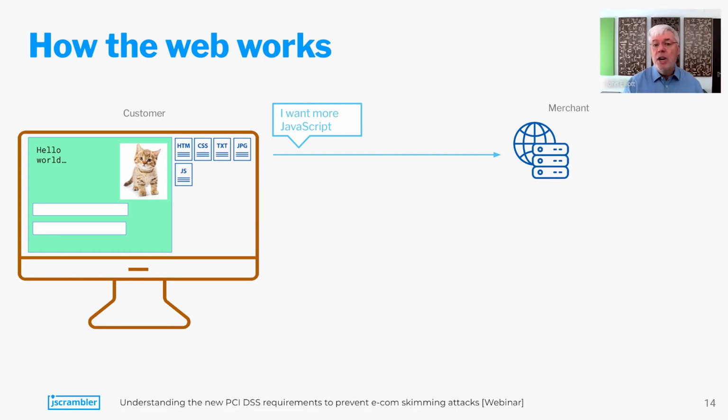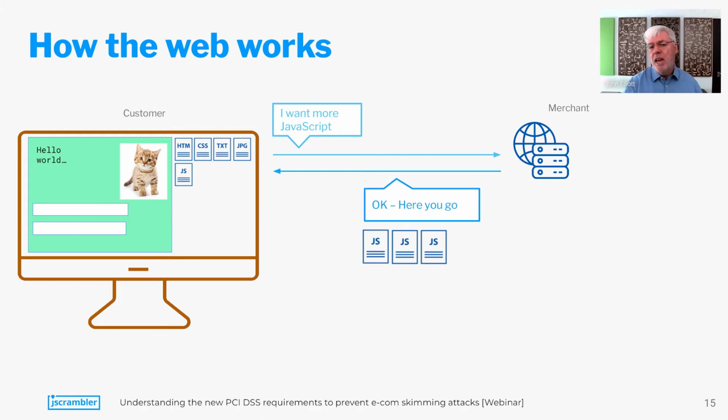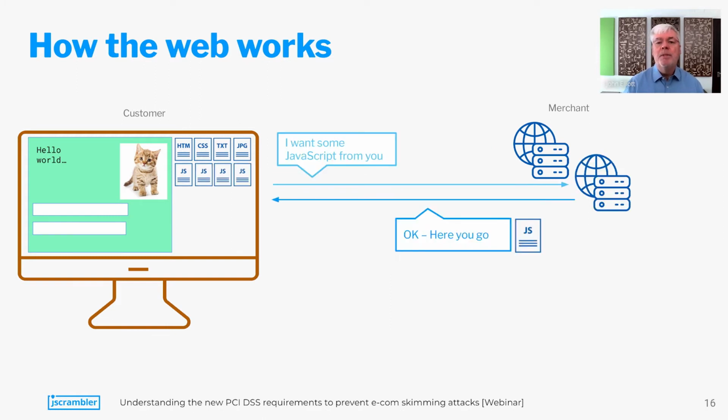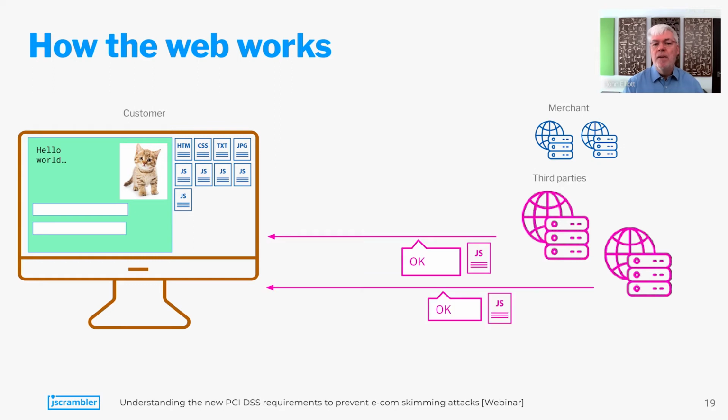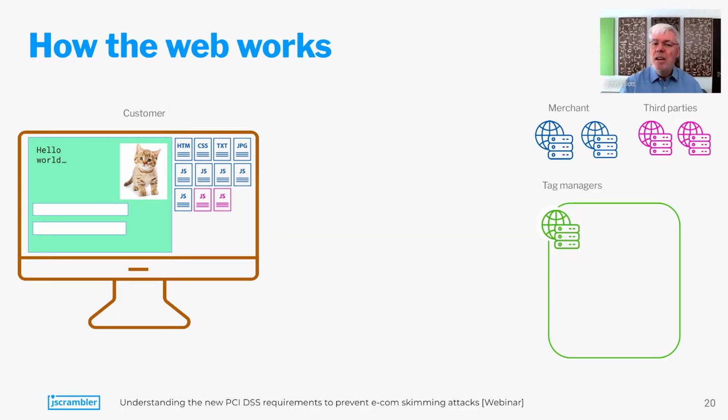Typically then, more interactivity wants to be added to the page, and so the browser is instructed to request more JavaScript from the merchant, which could be from the same web server or from maybe another web server in the merchant's control. And then the next step is normally for the browser to request JavaScript from various third parties. This could be for performance analytics, A/B testing, or just generic JavaScript libraries that are used to make the page interactive. Very typically, web pages will also contain some JavaScript relating to what's called a tag manager.